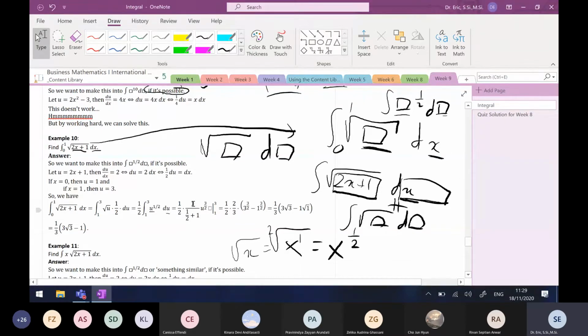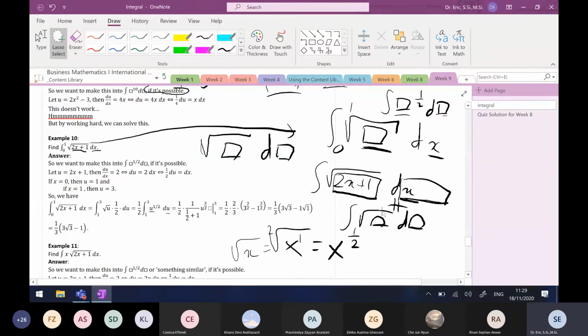Okay, so what is 1 over 3 over 2? This is 2 over 3. So you have a half times 2 over 3 times, evaluated at 3 and 1, 3 to the power of 3 over 2 minus 1 to the power of 3 over 2.